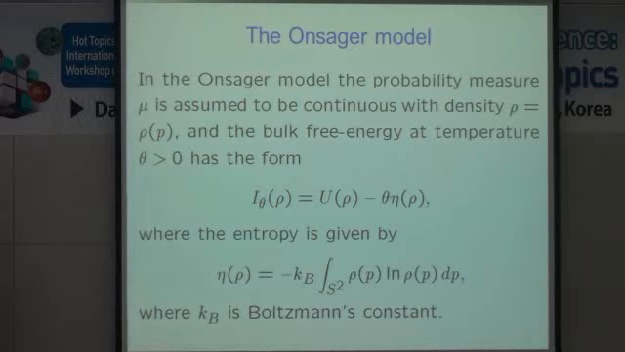Okay, so we have a continuous density rho of p, and the bulk free energy at temperature theta has the classical form of the Helmholtz free energy. It's an internal energy minus the temperature times the entropy. And the entropy in this model is given by minus Boltzmann's constant times the integral over the sphere of rho log rho.